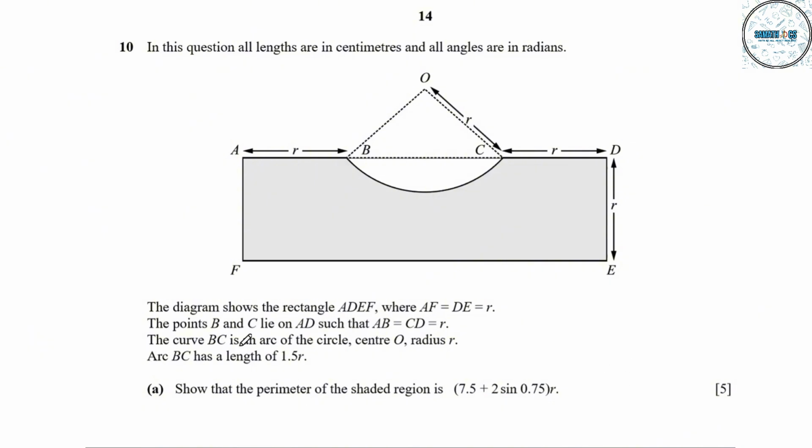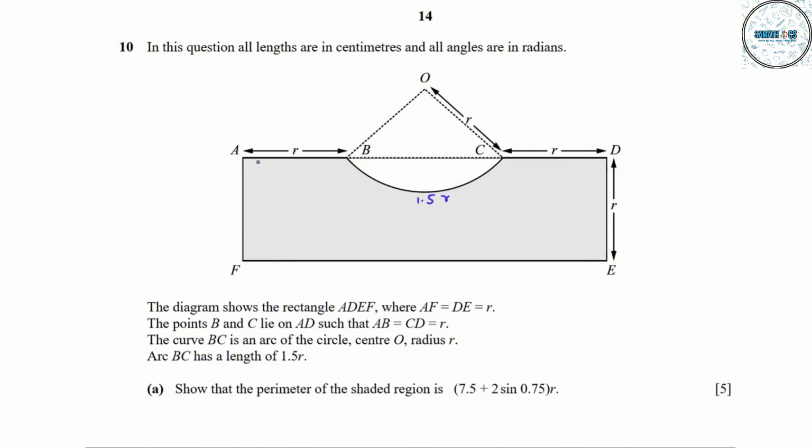The curve BC is an arc of the circle with center O, radius R. This is a sector of a circle. Arc BC has a length of 1.5 R. So this arc has length 1.5 R. Part A, show that the perimeter of the shaded region is (7.5 plus 2 sine 0.75) R.